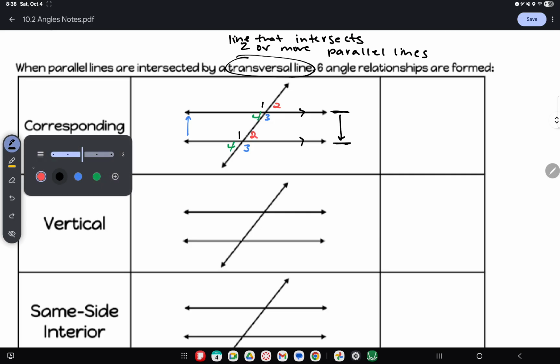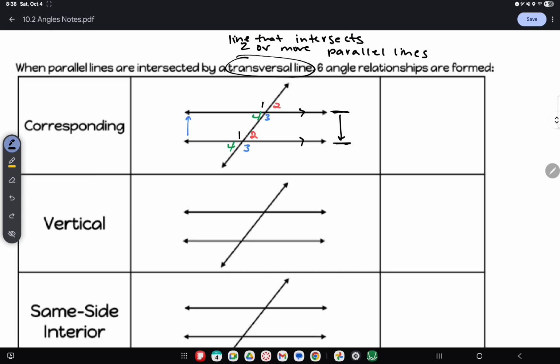So corresponding angles, if I'm shifting this line up and down on top of the other line, and it goes right on top of that other angle, they're going to be the same measure. So the angles are congruent. And I'm just going to write the symbol for congruent on the rest of these that are congruent.